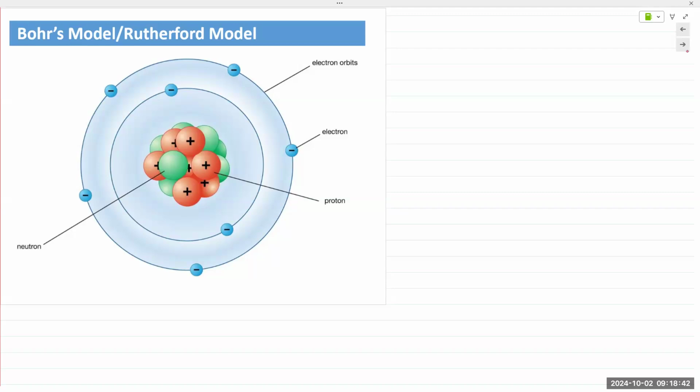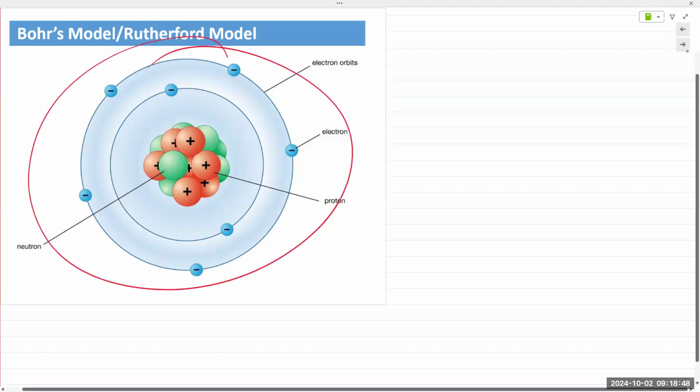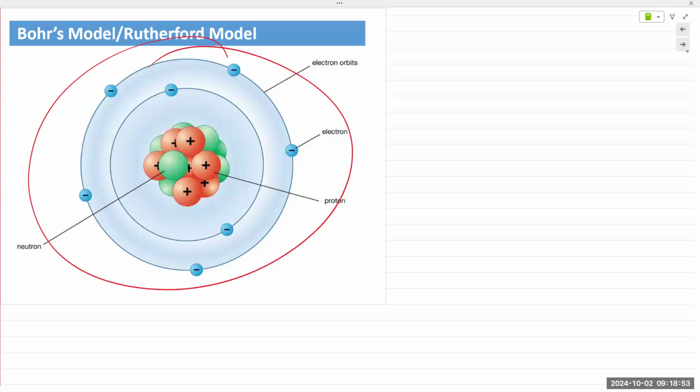Some of them were deflected at an angle, but most of them just passed through. So he postulated this theory that the atom is mostly empty space. Okay, so you have electrons orbiting a nucleus, but for the most part, it's empty space. Hence, the charged particles were able to just pass through.